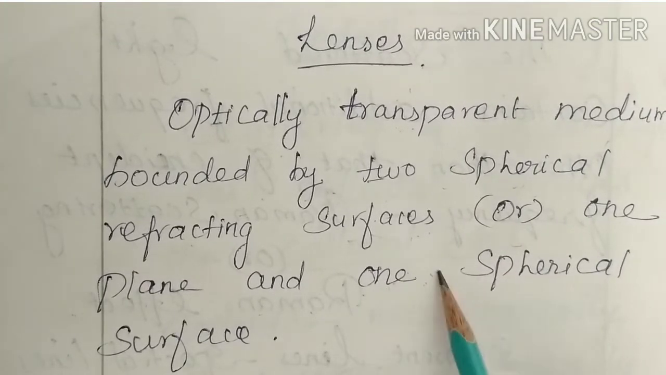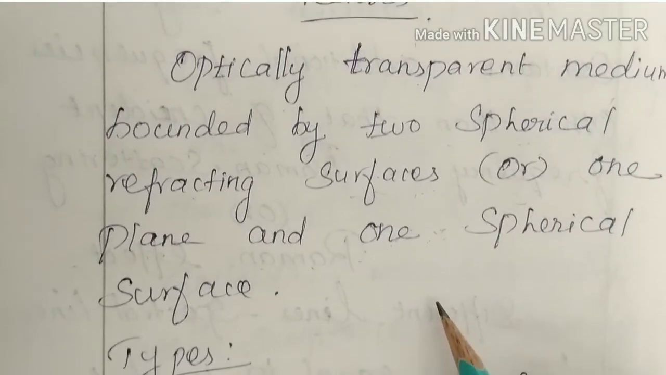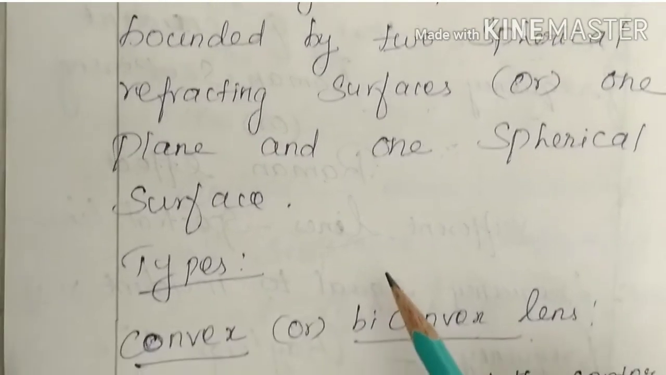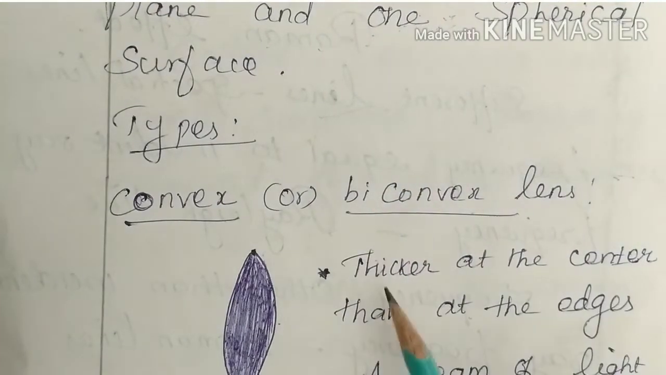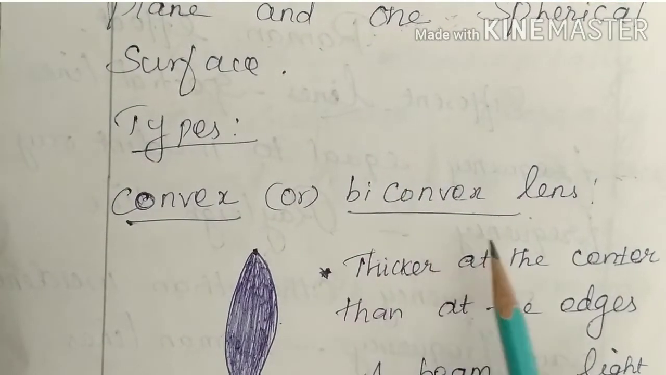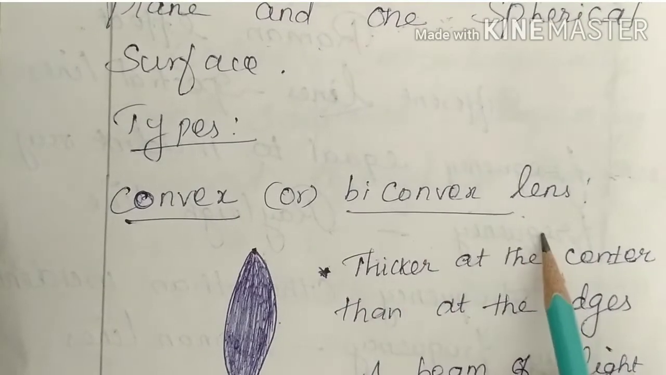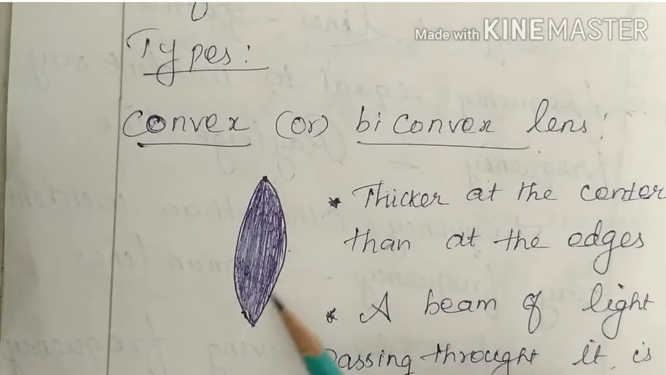Then what are the two types of lenses we studied? Do you remember? Yes, there are two types of lenses: convex lenses and concave lenses. First we studied the convex lens, the convex or biconvex lens. What do you mean by a convex lens? See here, just observe this picture.